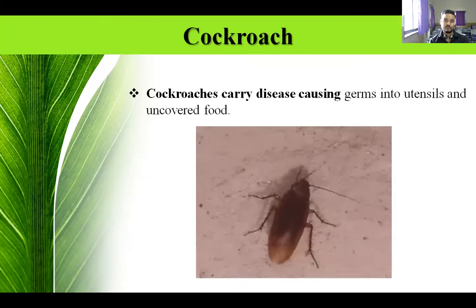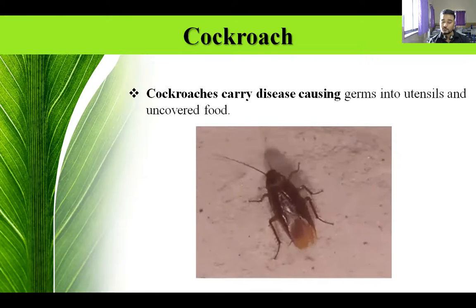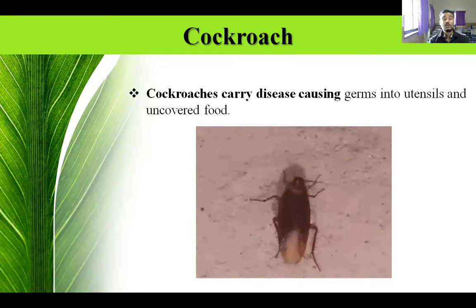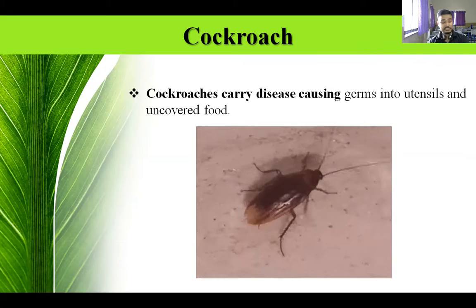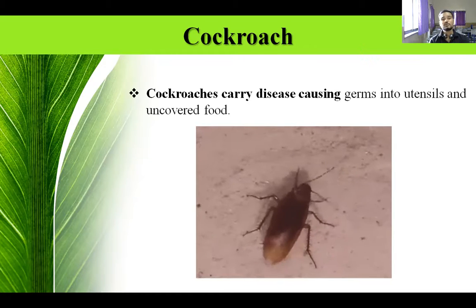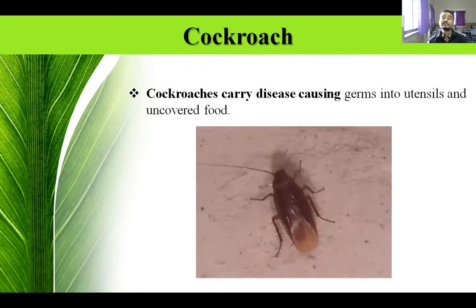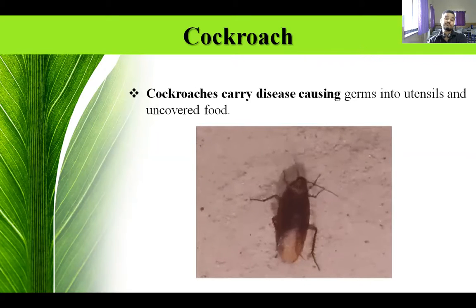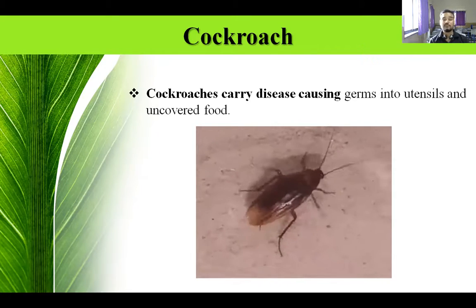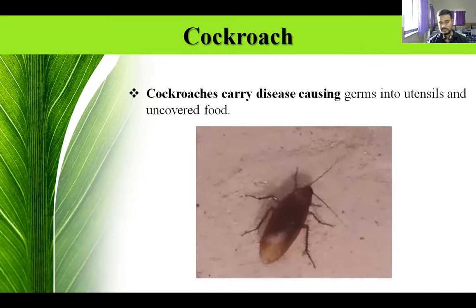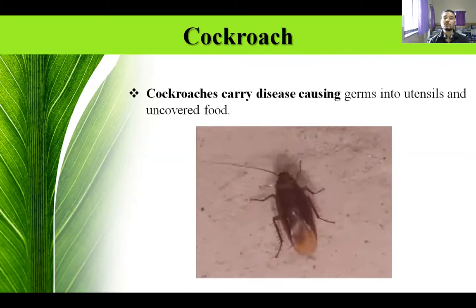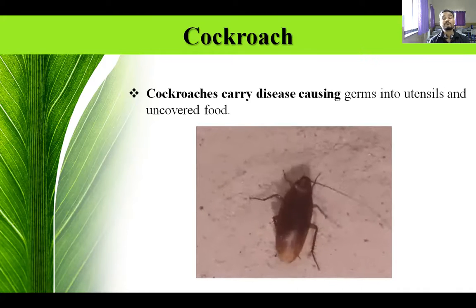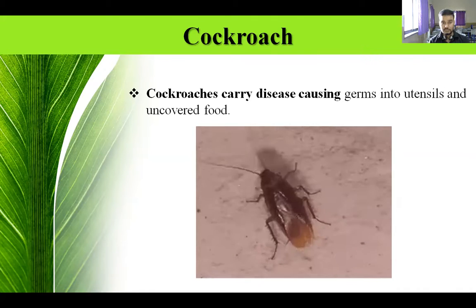Then there is the cockroach. So the cockroach also jumps from one place to another place. And generally you might have seen cockroaches are found in the basins, some utensils and all that. So if they are coming from some washroom or utensils and going onto uncovered food, they will carry some diseases along with them. That is why they are also not our friend. They are also harmful insects. Understood?